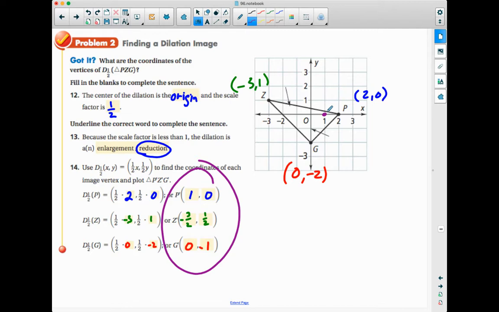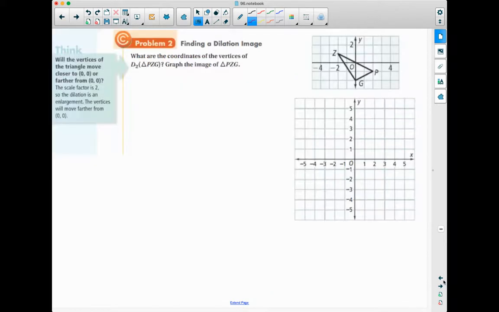Z is -1.5, 1/2. So it's going to be right there. So that's going to be Z prime. That's P prime. And then G prime is 0, -1. So there's G prime. So now I can connect. And there is our image. You can see it got smaller because it's a reduction. And there are our points. Okay, go ahead and pause the video and try this one on your own.